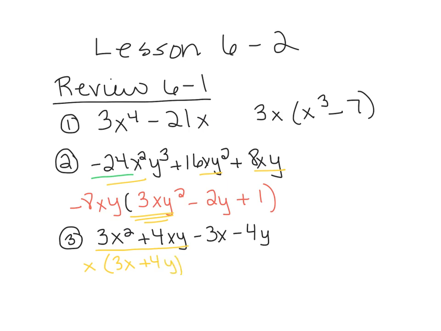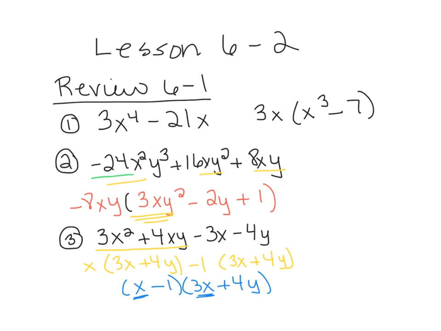And remember, you want your two parentheses to be the same, so you really want this one to be 3x plus 4y, which means you're going to have to take out the negative 1. And then for your final answer: x minus 1, and then 3x plus 4y. Now, the order of the parentheses doesn't matter, but again, look, the first 2 terms are positive.